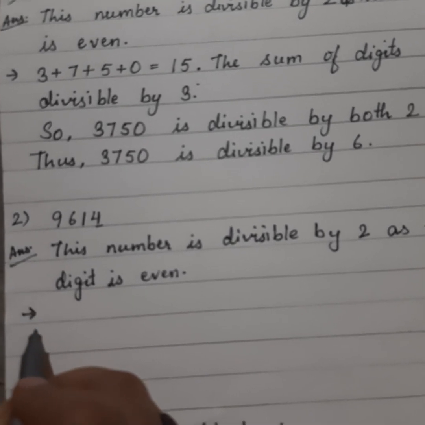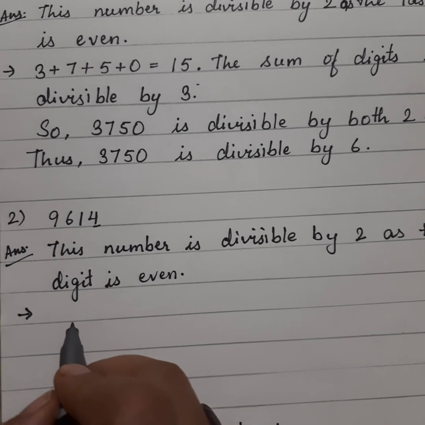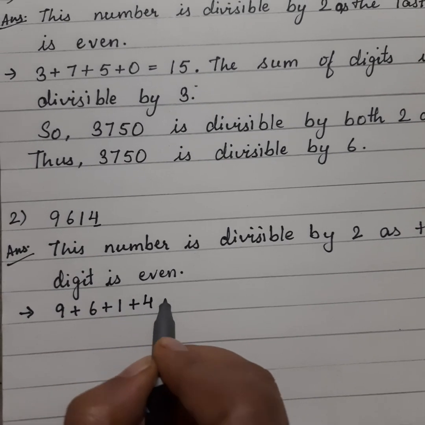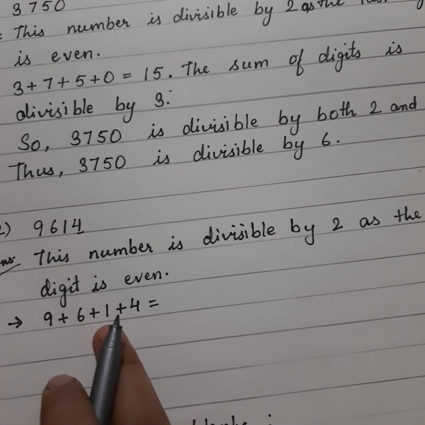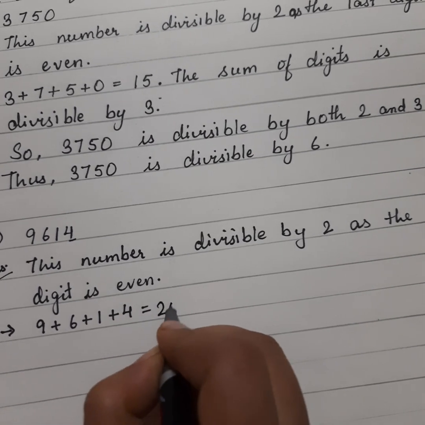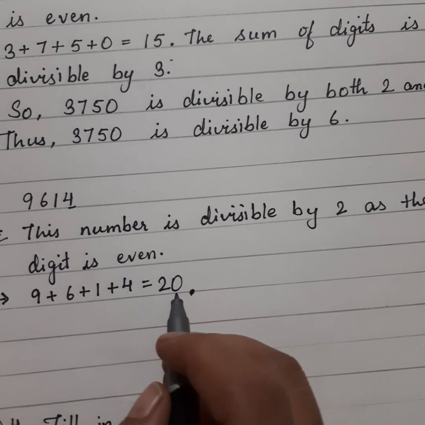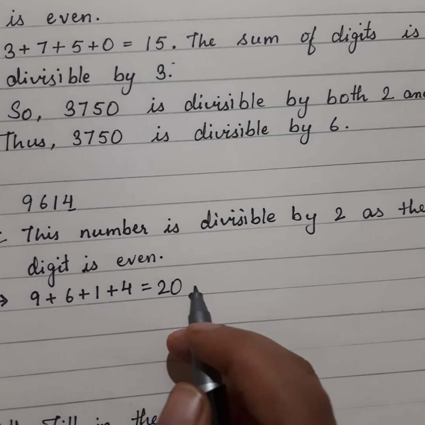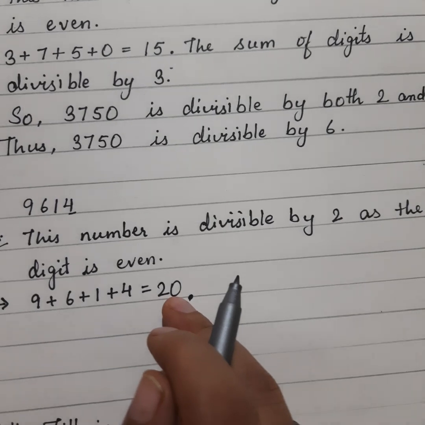Now moving on to the next step, we have to add all the digits. That is 9 plus 6 plus 1 plus 4. So 9 plus 6 is 15, plus 1 is 16, plus 4 is 20. So as you can see here, 20 is a number which does not come under the table of 3. We get 3 6s are 18 and then 3 7s are 21. So 20 does not come under the table of 3.